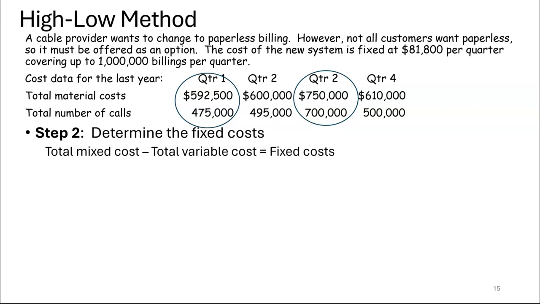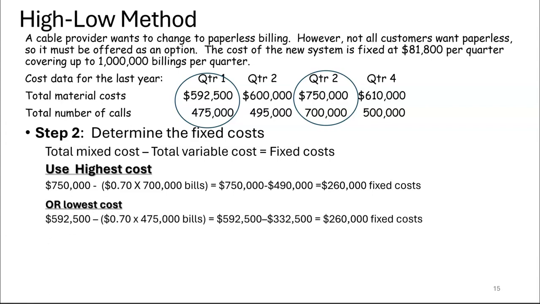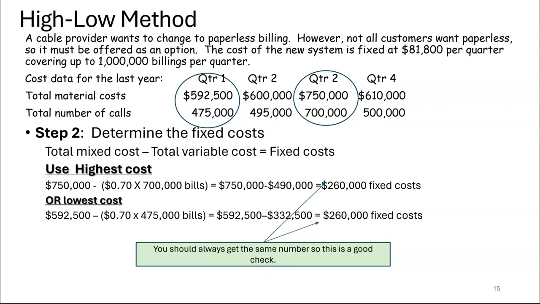Now we're going to determine the fixed cost. I like to do it for both because then you make sure you're doing it correctly. So we use the highest cost, which is 750 minus 70 cents times 700,000 billings, which gives you 260 for the fixed costs. And then I do it with the lowest, and if you get the same numbers, you've got a good chance you did it correctly. That's the reason I always like, when I'm doing accounting, to come at a problem from two directions if I can, because you always want to check those numbers since you're taking this information to use further in the problem. You want to make sure it's correct.